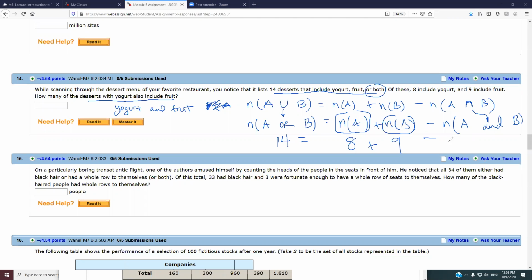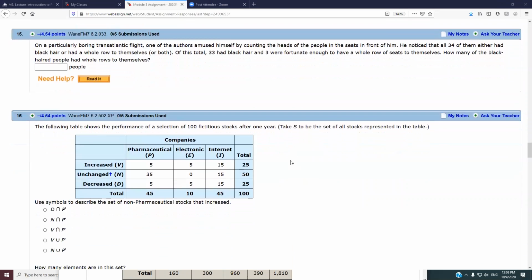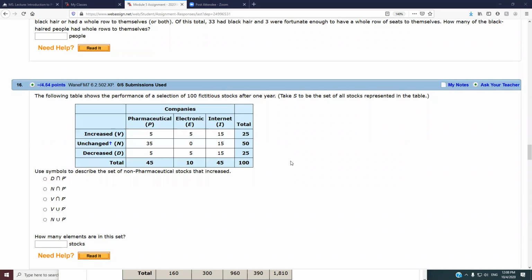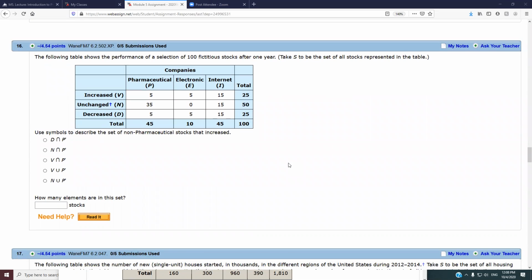So they're asking you to find this quantity right here. Again, this is a little algebra that you can work out. All right, let me do maybe one more example here. Let's take a look at a table.